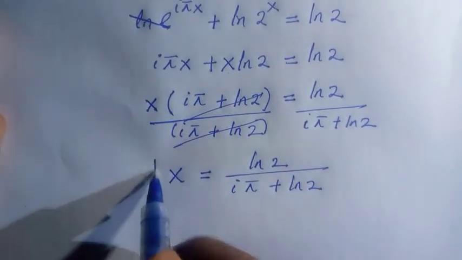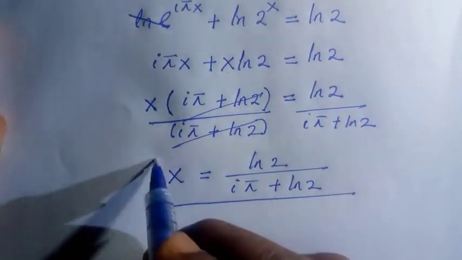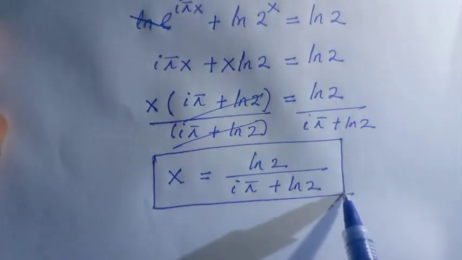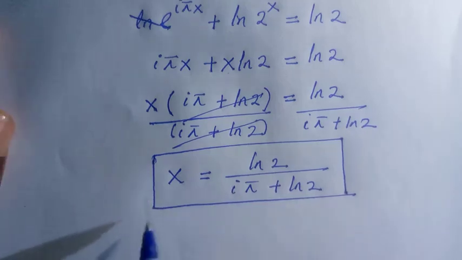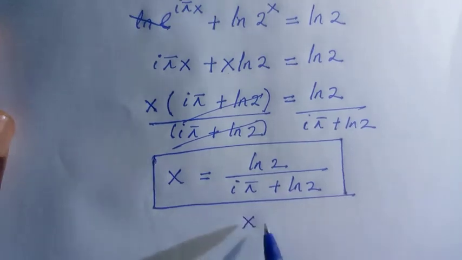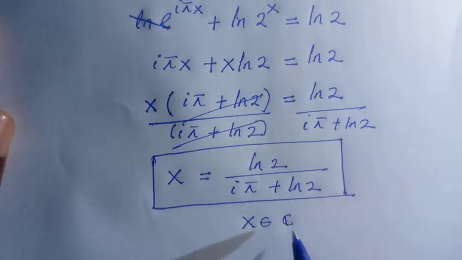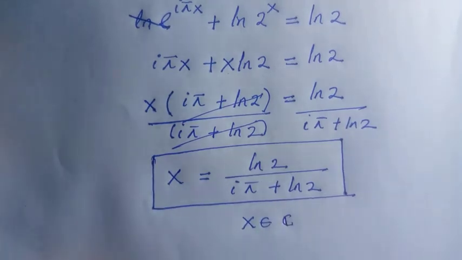And here is the result that satisfies this problem. As the problem is not real, the solution is not real, and the solution is complex, and this is the value of x. So we just write that x is a member of the complex numbers and the solution is in a complex space. So this is how to solve this. I hope you learned something today.